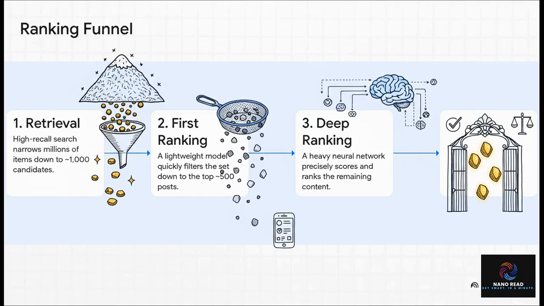Look, it's just impossible to analyze every single post for every single user in real time. So instead, the system uses a multi-stage funnel, kind of like panning for gold. It starts with millions of items, and in the first step, it quickly retrieves about 1,000 likely candidates. Then it filters that down to 500 with a simple model, and only then does it unleash a really powerful neural network to deeply score and rank the best of the best, before one final check.